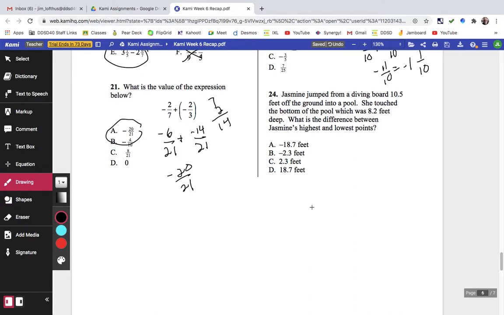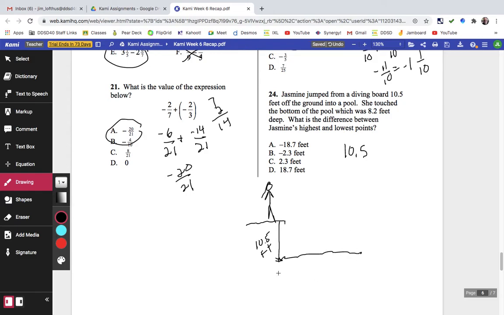And finally, Jasmine jumped from a diving board at 10.5 feet off the ground in a pool. She touched the bottom of the pool, which was 8.2 feet deep. So we're going to draw a sketch of this. Sometimes it's good just to draw a sketch. So here's our little stick figure. And she jumped from a diving board, and this is 10.5 feet. And this is the surface of the pool.